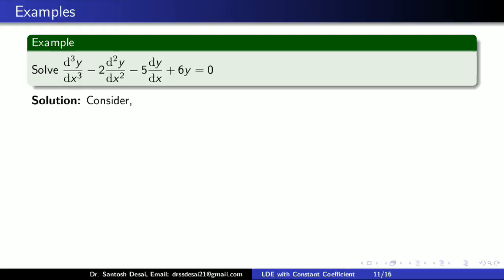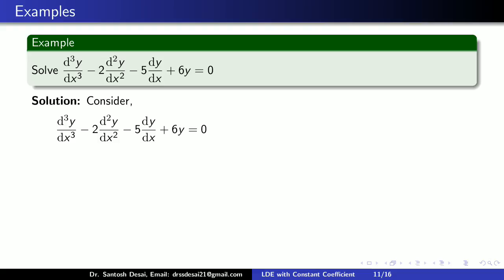Now let us consider some examples. So let us consider the first one. Solve d cube y by dx cube minus 2 d2y by dx square minus 5 dy by dx plus 6y is equal to 0. So let us consider the given equation, that is d cube y by dx cube minus 2 d2y by dx square minus 5 dy by dx plus 6y is equal to 0.